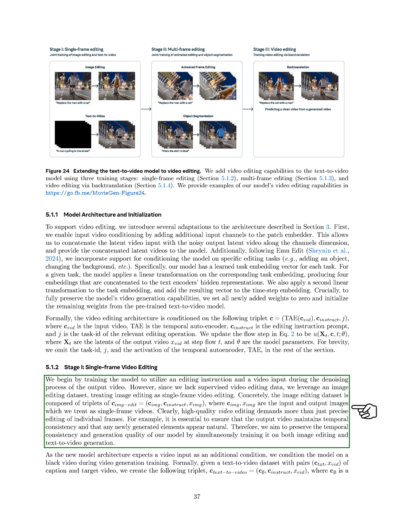It also needs to ensure temporal consistency and natural appearance of newly generated elements. Therefore, we train the model on both image editing and text-to-video generation simultaneously. During training, we use a black video as input to the model. We alternate between image editing and video generation batches to speed up training, sampling image editing batches more frequently.